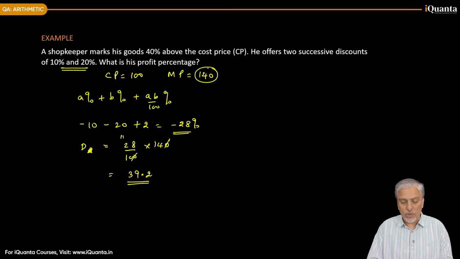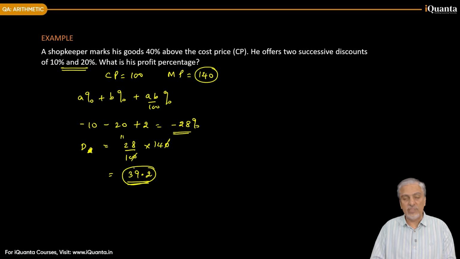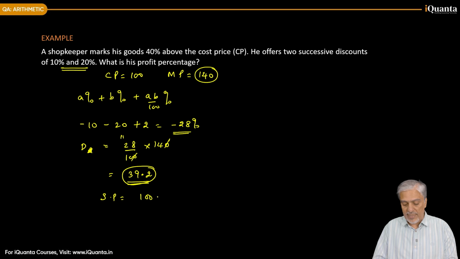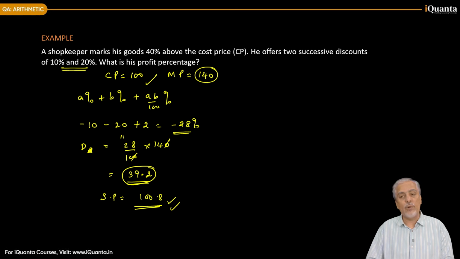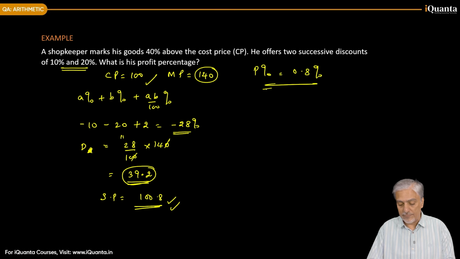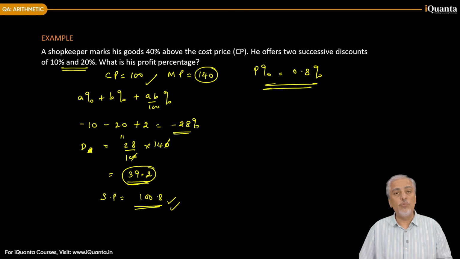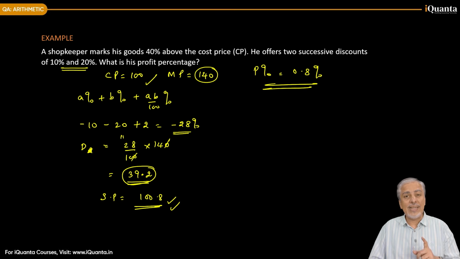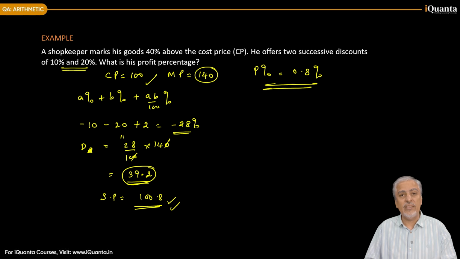Mark price was 140, on which I'm offering a discount of 39.2. So my final selling price will be 100.8. Cost price was 100, selling price is 100.8. Therefore, profit percentage is 0.8%. Right? That was method number 2. Can we do one more method? Pay attention. It may be slightly lengthy, but if you're using a calculator, the last method might be a useful one.